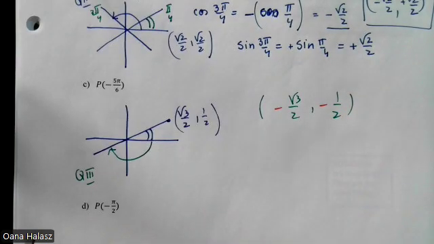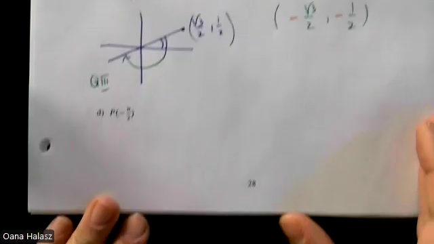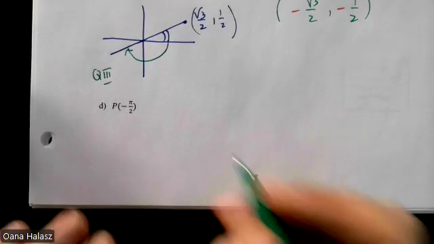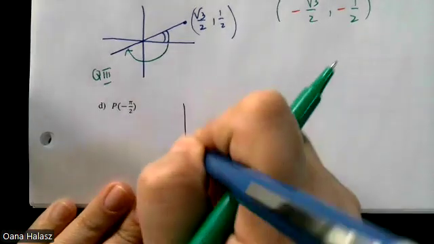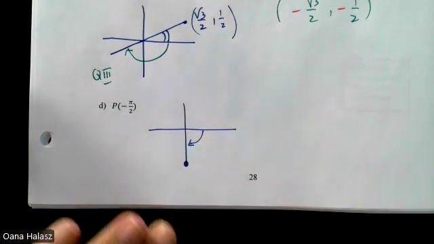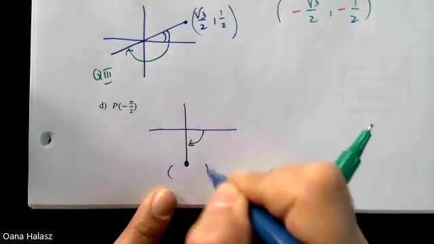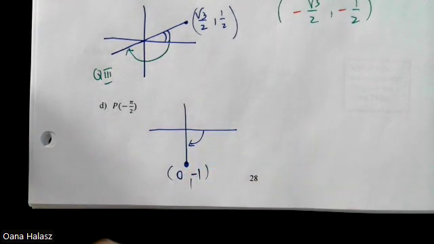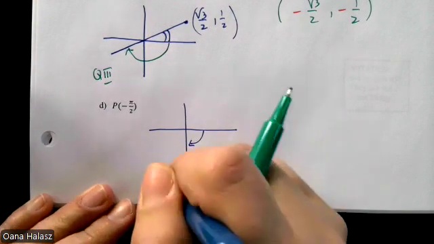Make sense? Okay. The point coordinates for -π/2. This is a quadrantal angle. -π/2 is this one over here. What are the points? 0, -1, and that's the answer. Got it?